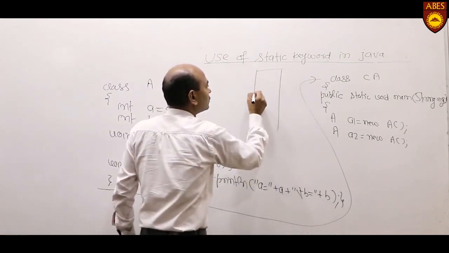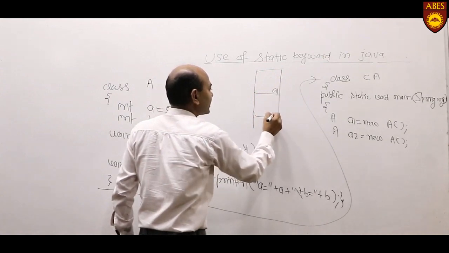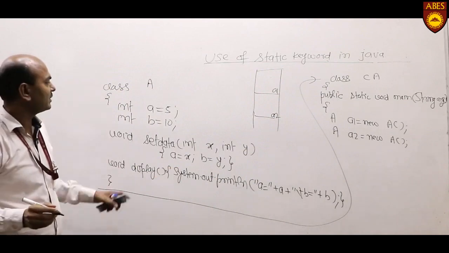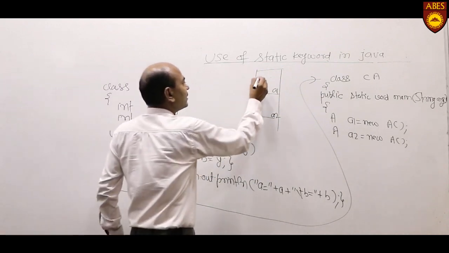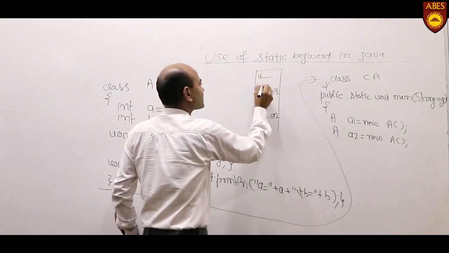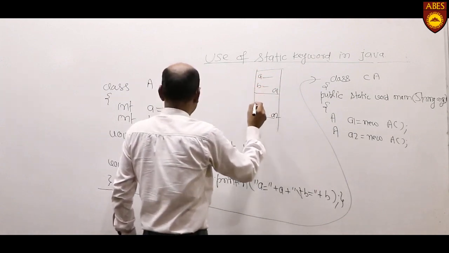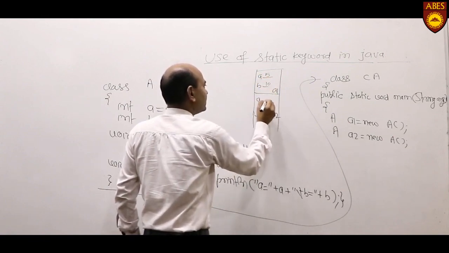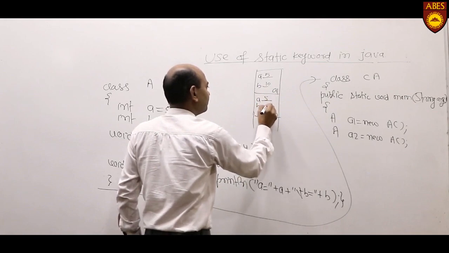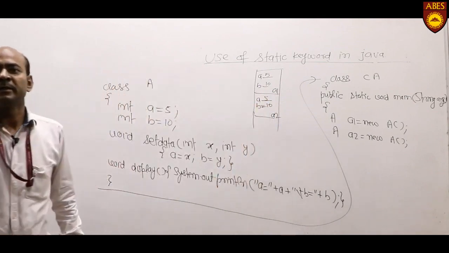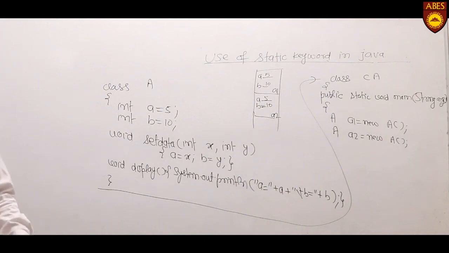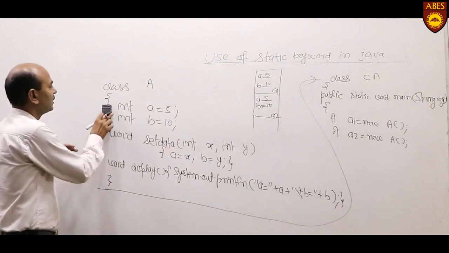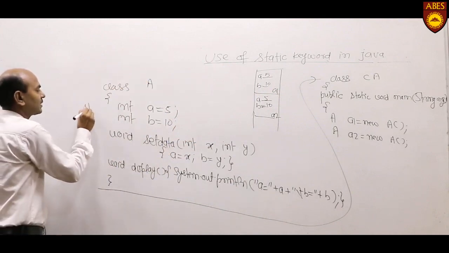Memory allocated to A1 and A2 will be like this. Both A1 and A2 will be having the variables A and B in their memory space, and the initial value will be 5 and 10 in both cases: A is equal to 5 and B is equal to 10. Here both variables A and B are stored in the object memory area. But what happens if we use the static modifier before the data member of the class?